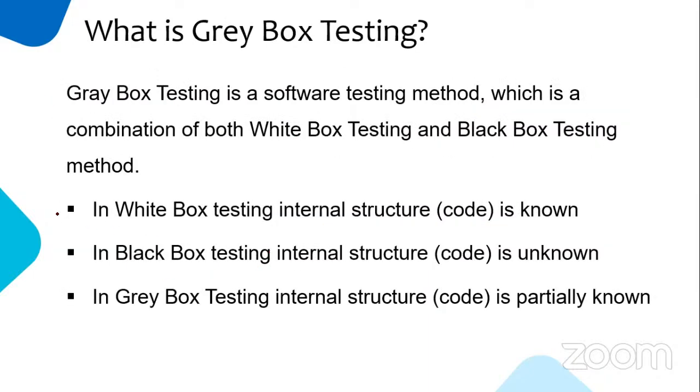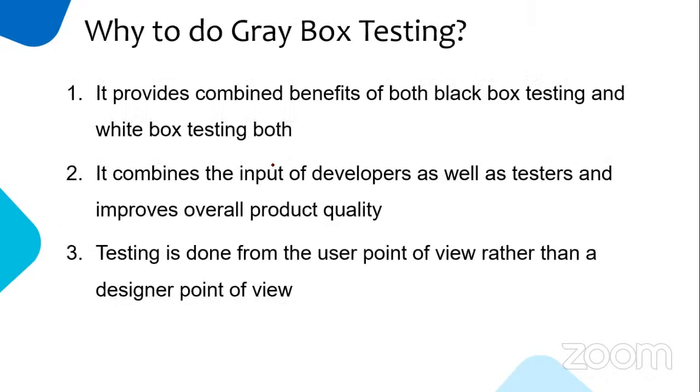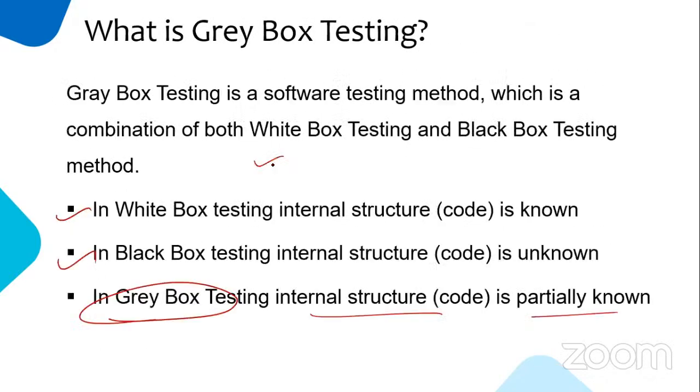So we now know what white box testing and black box testing are. When you club these together, we call it gray box testing. The internal structure or code is partially known. That's called gray box testing. Okay, anyhow, that's the last slide, right?